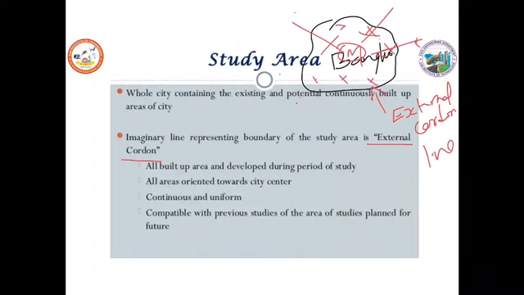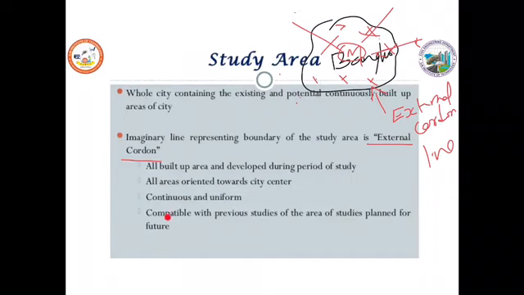It may not have any particular geometric pattern, but the line should be continuous. If you start at one point, when you traverse across the external cordon line, you will come back to the same point once again. So that says that the external cordon lines are continuous. Uniform means it will preferably follow some geometric shape, either circular, radial, rectangular, or grid shape. So it should have some geometrical shape.